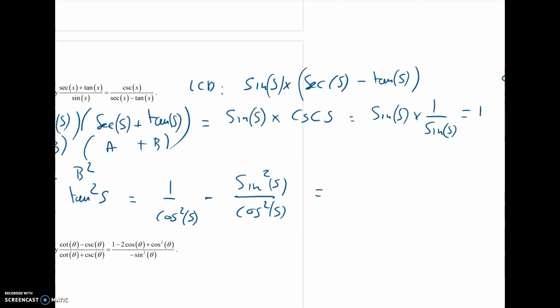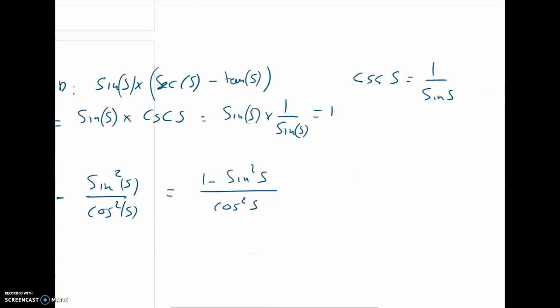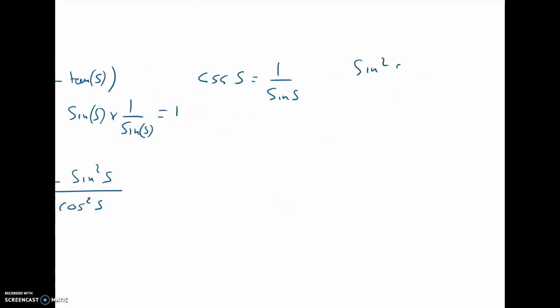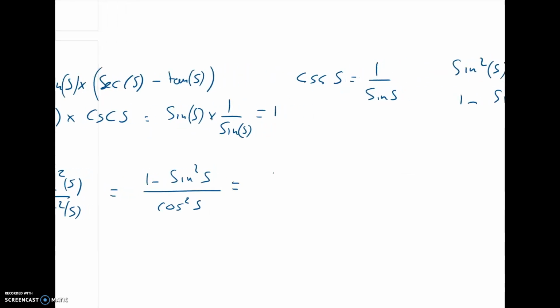I have the same denominator, so I get 1 minus sine squared of s divided by cosine squared of the angle s. I'm going to write there that sine squared of the angle plus cosine squared of the angle is equal to 1. So 1 minus the sine squared of the angle is equal to cosine squared of the angle. Therefore, I'm getting cosine squared of the angle s divided by cosine squared of the angle s, and that is equal to 1. So I verified my identity.